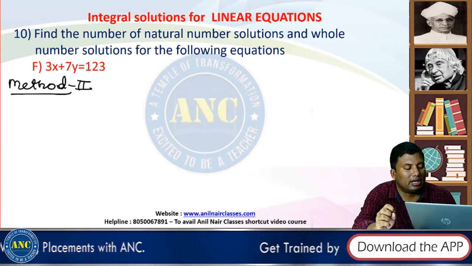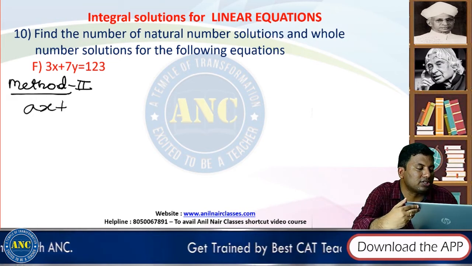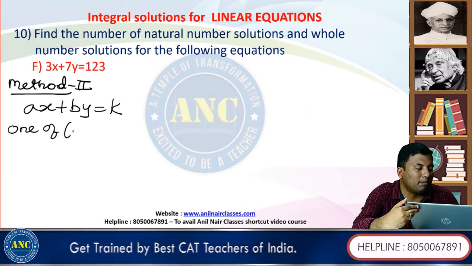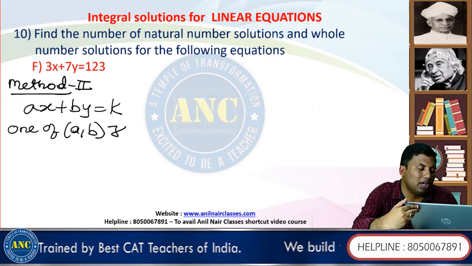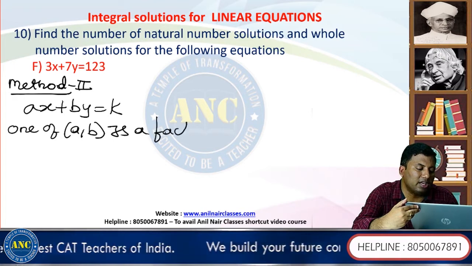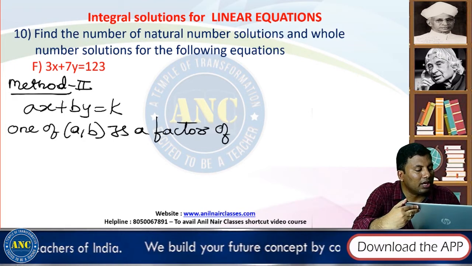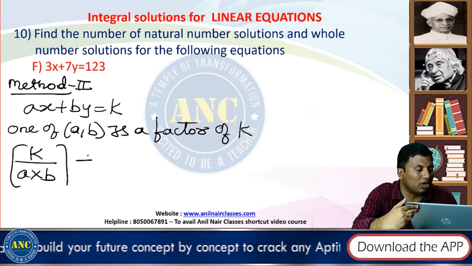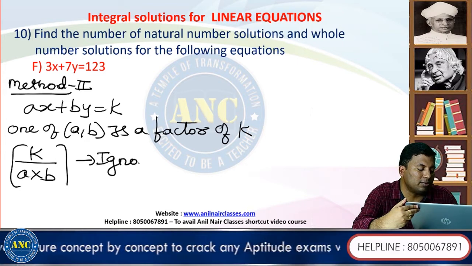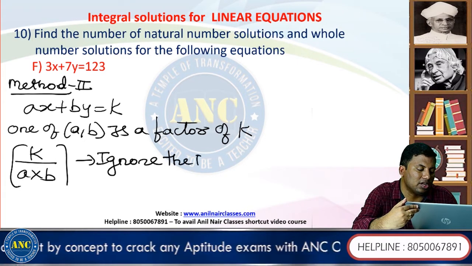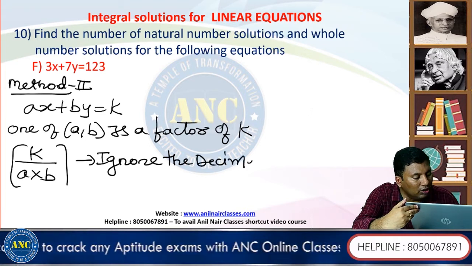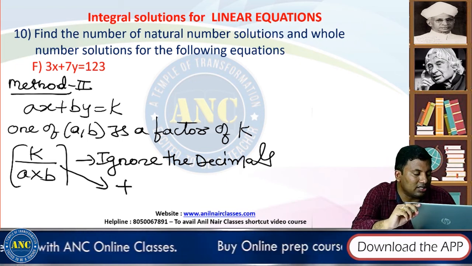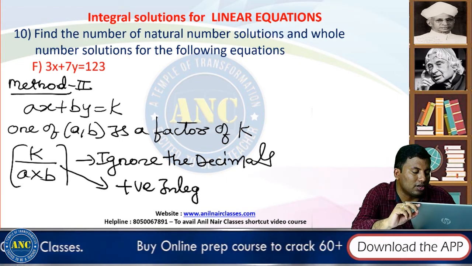Now see here, in method 2, if ax plus by equivalent to k, and one of a, b is a factor of k, take k by a into b. If you get any decimal, ignore the decimals. The value after ignoring the decimals after doing k by a into b is nothing but the positive integral solutions.